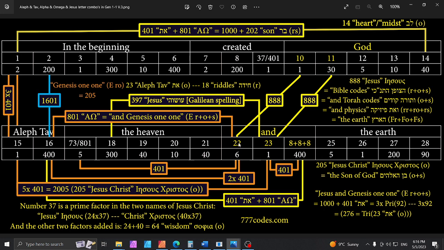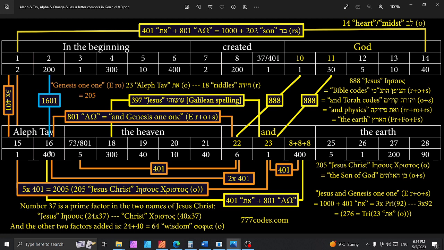I'm just going to be straightforward with you. There is no way around it. You can alternatively consider number 2 as first prime, but you're going to destroy a lot of good codes. Anyways, back to the letter combinations here, because that's what we are talking about.